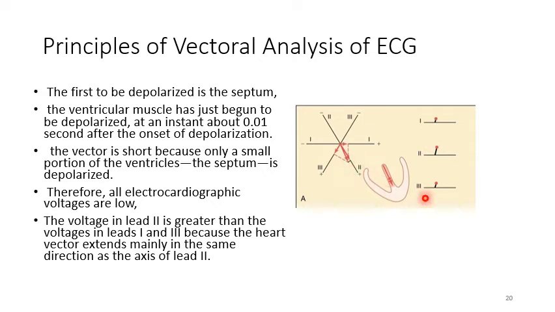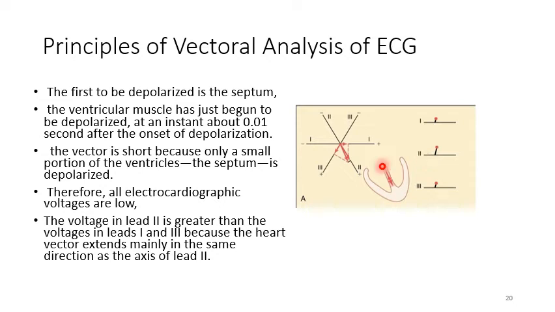Now, for lead 3, we also draw a perpendicular line going down from the instantaneous cardiac vector to lead 3, and this is going to be the projected vector in lead 3. It's going to be positive also because it's going in the positive direction, and as you can see here, it is also a positive deflection that is a little bit shorter than what is there in lead 2.